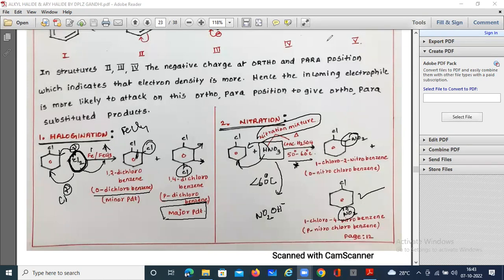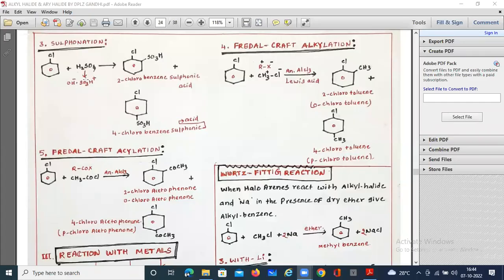Come to the next page. Chalo, the next, third one. The first one is halogenation, the second one is nitration, and the third one is sulfonation.